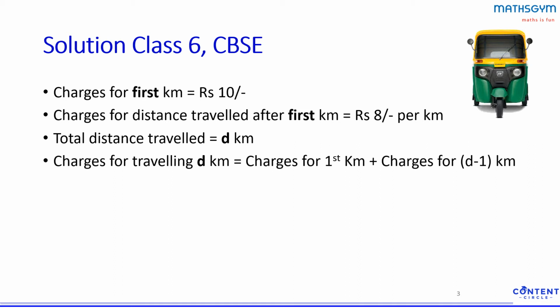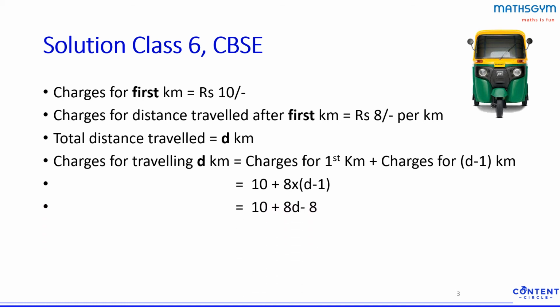So I repeat the master equation. Charges for traveling d kilometers would be charges for the first kilometer plus the charges for d minus 1 kilometer. And you have the values. Charges for the first kilometer is 10. Charges for d minus 1 kilometer is going to be 8 into d minus 1, because the rate is given as 8 rupees per kilometer. Here you are traveling d minus 1 kilometer, so you multiply d minus 1 by 8.